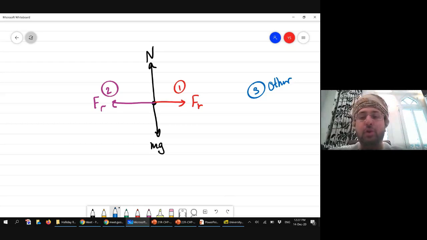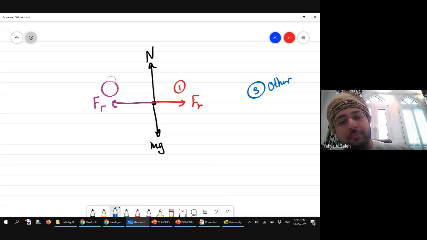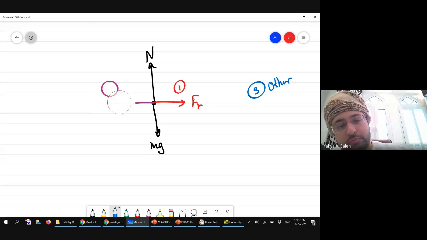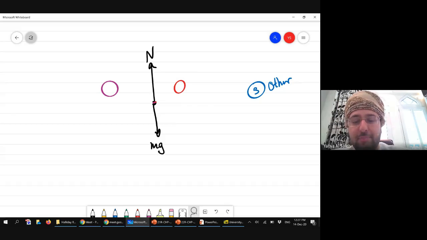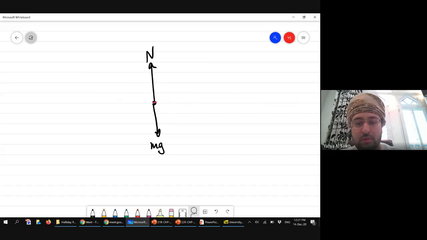Excellent. Most of you chose other. Why? Because my friction can only happen in places where there is contact, right? I do not have contact with my center of mass. N and mg are at my center of mass, but I do not have contact with my center of mass. Friction is between the object and the surface.